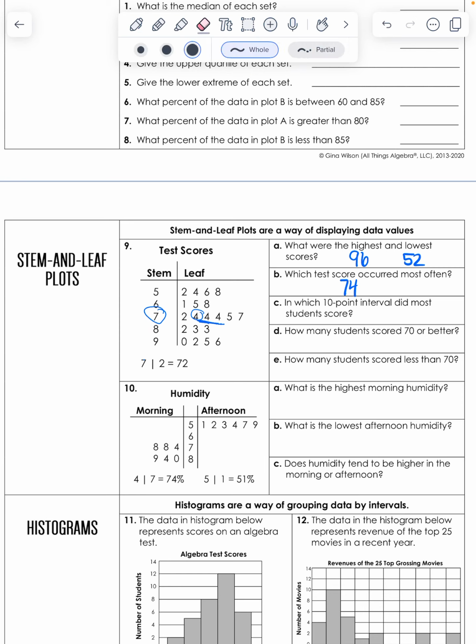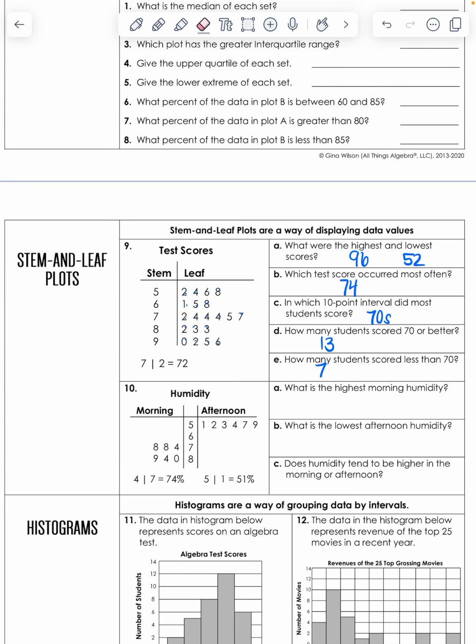In which 10-point interval did most of the students score? So we're looking at whether most of the students scored in the 50s, 60s, 70s, 80s, or 90s, and that would be in the 70s because we can see most of the leaves are there. How many students scored 70 or better? That would be 1, 2, 3, 4, 5, 6, 7, 8, 9, 10, 11, 12, 13. How many students scored less than 70? That would be 1, 2, 3, 4, 5, 6, 7. All right, so that's just a stem and leaf plot, kind of how to read them.